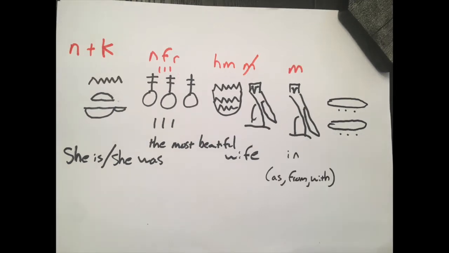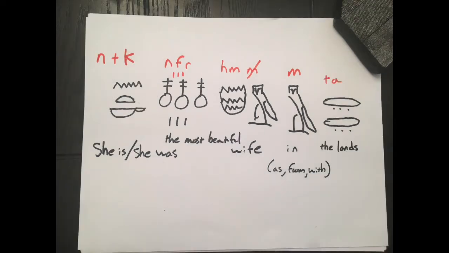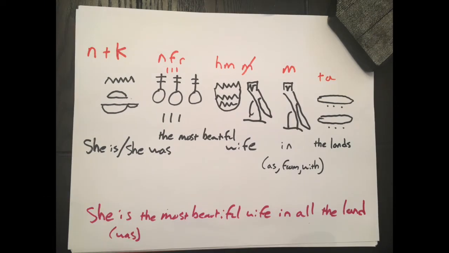Then we have an owl for M, which alone means in, as, from, or with. In this case, the logical word is going to be in. I mean, we could try with, but as you'll see from context, it doesn't work. And then a repetition of the sign for land, ta, twice makes it plural, so the lands. All right, so putting it all together and turning it more to English, we have she is, or she was, the most beautiful wife in all the lands, or lands, either way.